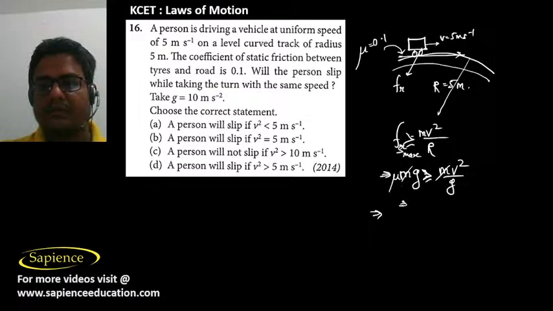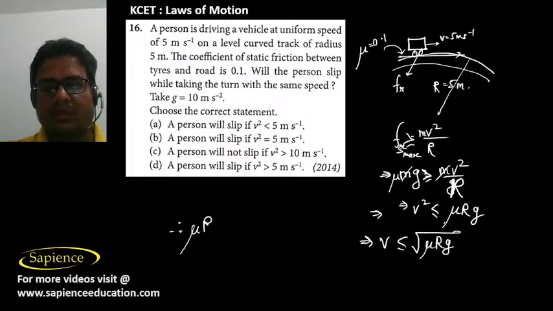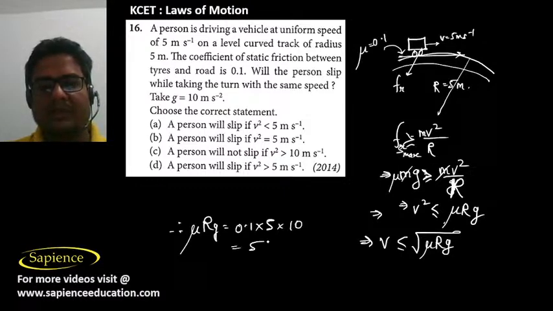So I can say that v square should be less than or equal to mu rg. So v should be less than or equal to square root of mu rg. Now the value of mu rg that we have to find: mu is 0.1, radius is 5 and g is 10. So root over mu rg is equal to root 5 meter per second.